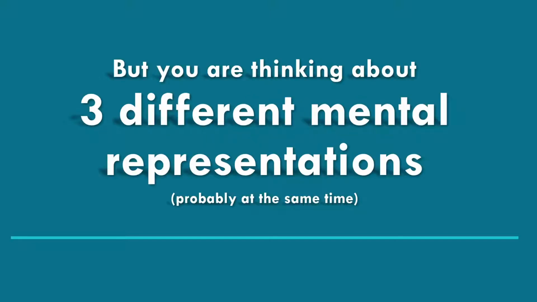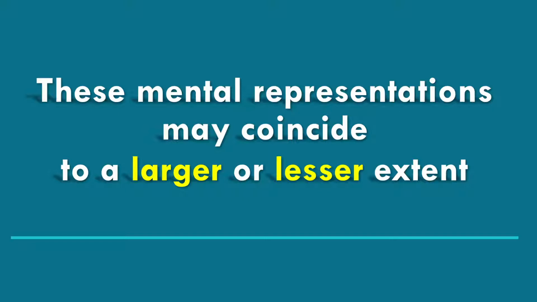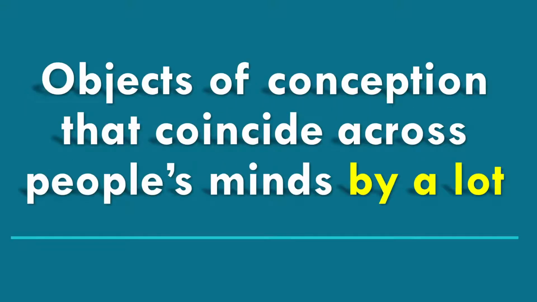But you're thinking about three different mental representations, probably at the same time. Your own mental representation of the thing, what you believe is also the most common mental representation of the thing for most other people, and what you believe most other people believe about most other people's mental representations of the thing. These mental representations may coincide to a larger or lesser extent. Examples: objects of conception that coincide across people's minds by a lot.